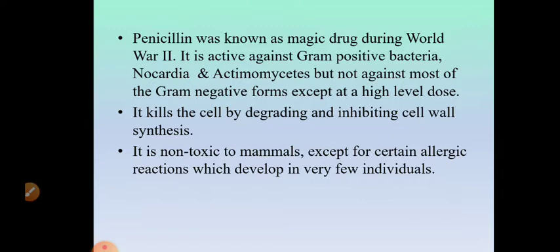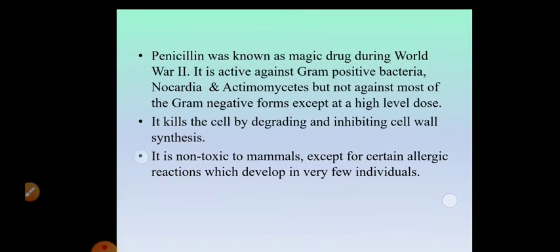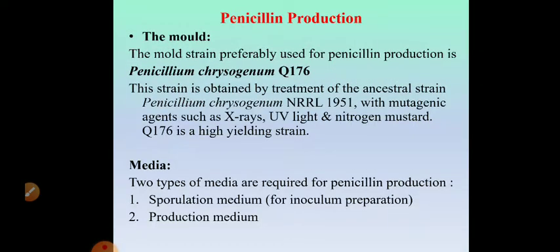Now, how does penicillin kill the organism, or how does it affect the gram-positive bacteria? It kills the cell by degrading the cell wall or inhibiting cell wall synthesis. However, penicillin is non-toxic to mammals except in certain individuals who can get allergic reactions, and that too because of the side chain. Now, let us discuss in detail about penicillin production.